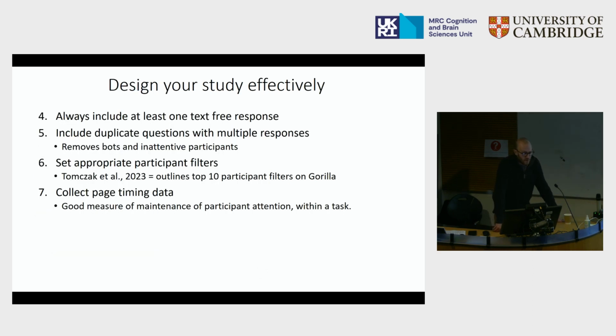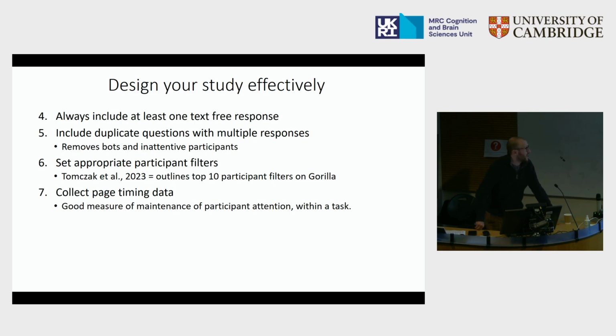Some other things to design a good online study: always use at least one text-free response. I'll explain why in the next slide. Include duplicate questions, multiple responses. Quite obviously, if they don't repeat the same answer in your attention check, then you can remove inattentive participants and bots. There's a paper out there by Tom Zakatal that outlined the top 10 participant filters on Gorilla. This included things like only use participants with an approval rate of above 97%, and there was a list of things that got good data.